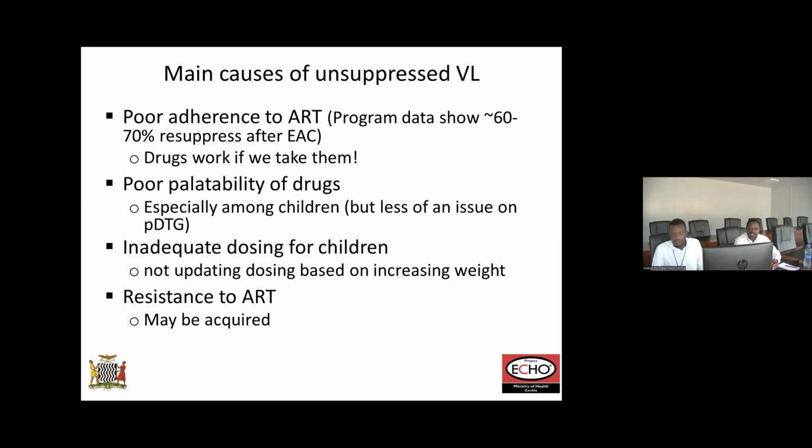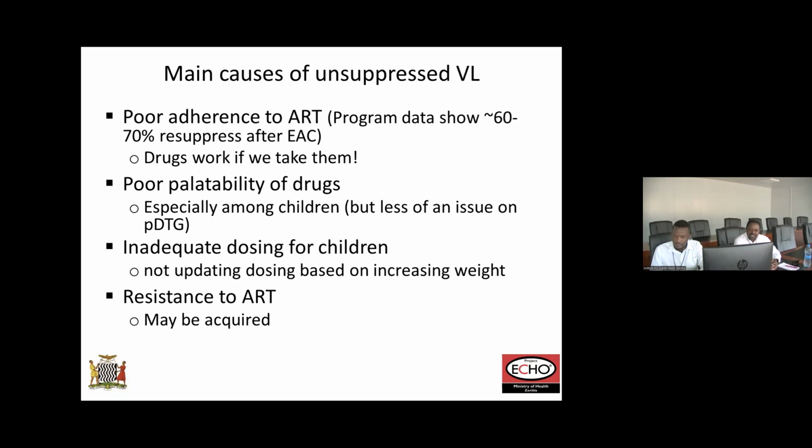So one of the causes is poor adherence to ART. From program data, we know that for those recipients of care who are unsuppressed, once we enroll them in EAC, 60 to 70% of them resuppress. So it means the issue was adherence. They were not taking medication. And I indicated that studies have shown that of the treatment cohort, closer to 40% don't reach the 80% mark adherence level. So we need to do more on adherence, re-emphasizing adherence for those that are suppressed and for those that are not suppressed.